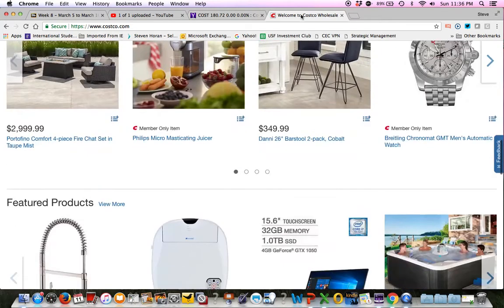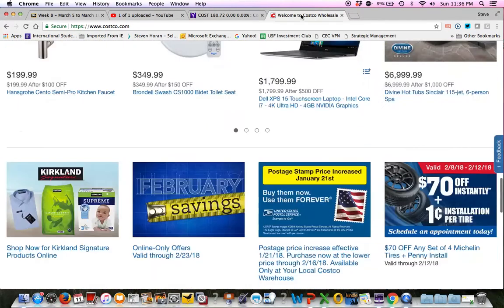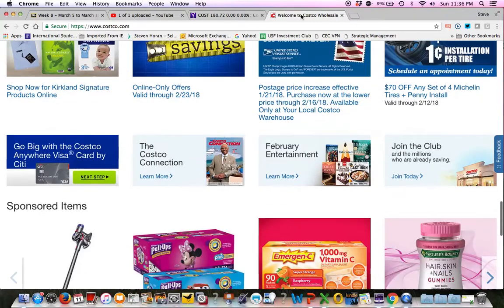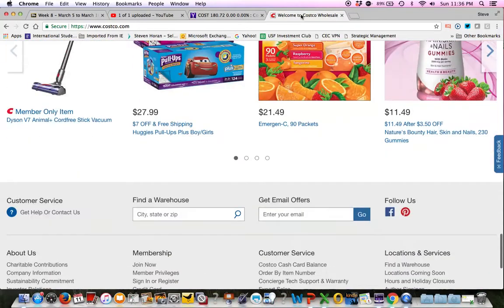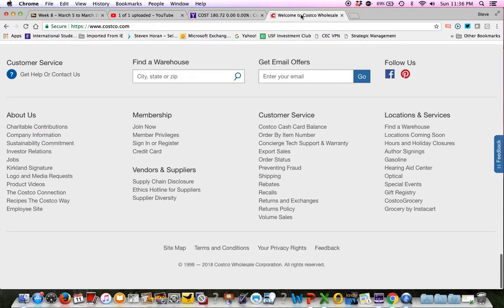Way down at the bottom, it's being slow again. Apparently my computer is tired, but we'll get there. So the very bottom, and you want to look for investor relations. Okay, sometimes it's at the top. I just know where it is for Costco automatically because I use this company as an example a lot.